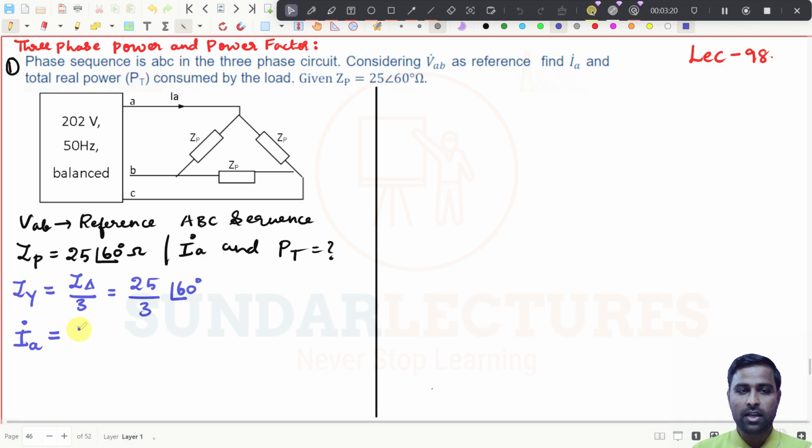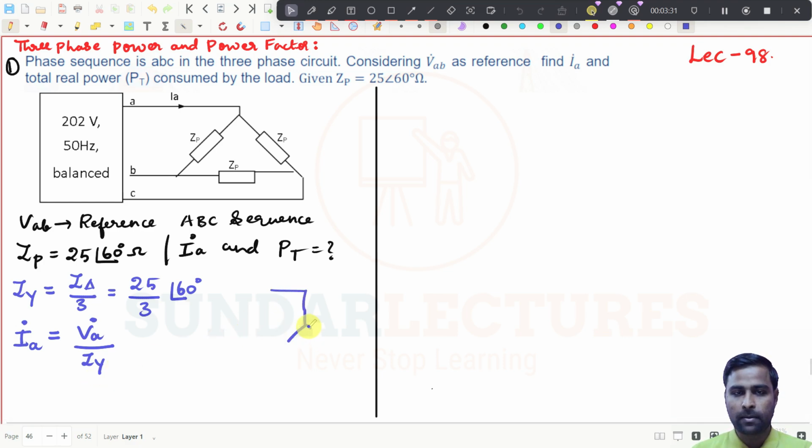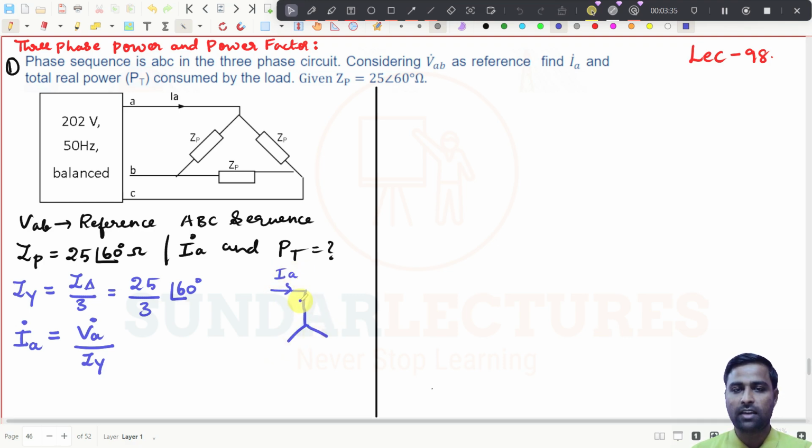So if I want to find IA in the star connection, what is the formula? It is VA divided by ZY. Am I right or wrong? If it is a star connected load, let it be like this. If you have loads here, I have just drawn the diagram. The value here will be VA, and this will be ZY. It is very simple, because they have given you this value.